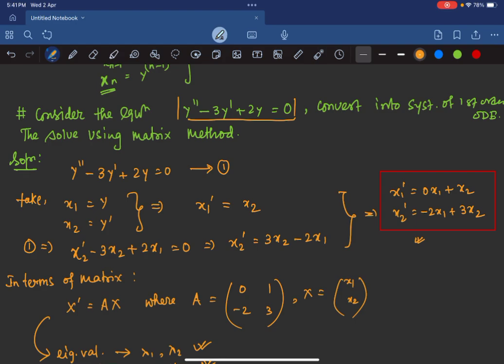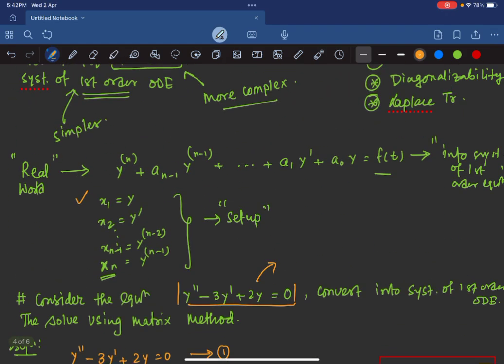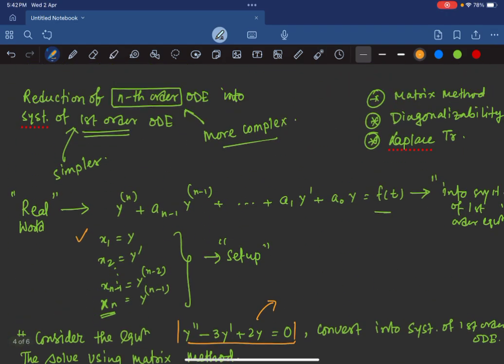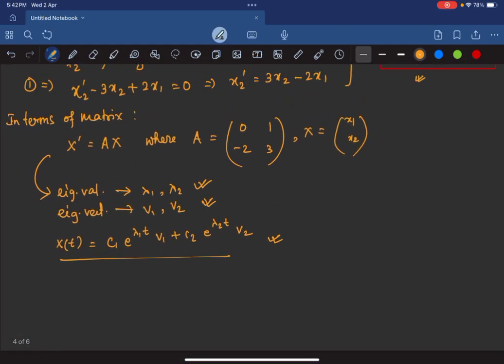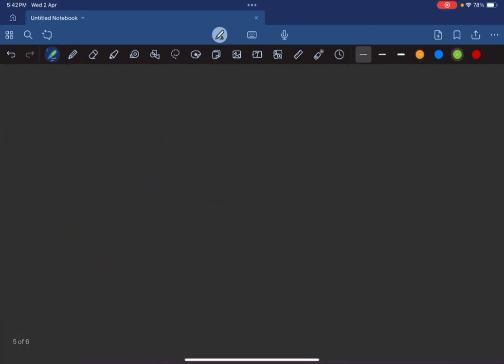But suppose some complex equation is here, in the form of, say, higher order terms. In that case this technique is very useful to deal with the physical situation. Okay, so that's why we prefer this technique as well. That means the reduction of nth order equation into a system of first order equations. So similarly I can give a few more questions. So let's take another problem.